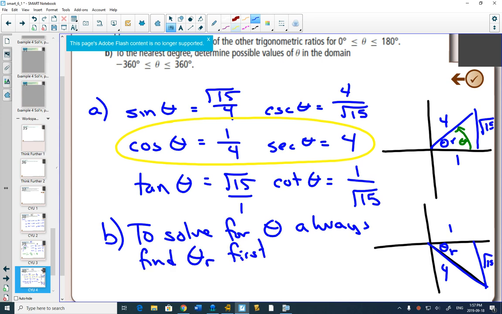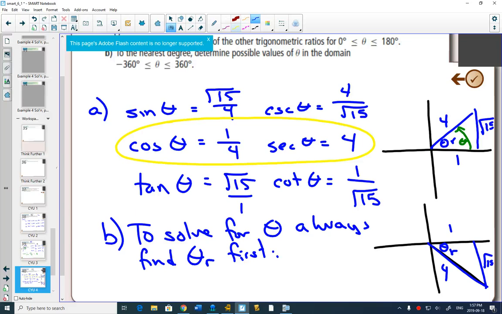So to solve for theta, we're always going to find our reference angle first, because our reference angle is going to help us figure everything else out. When solving for a reference angle, you're using the actual triangle and you are using all of the values as positive. Because here in quadrant 4, tan of theta would be negative. But if you're finding your reference angle, you always use positive values all the way through.